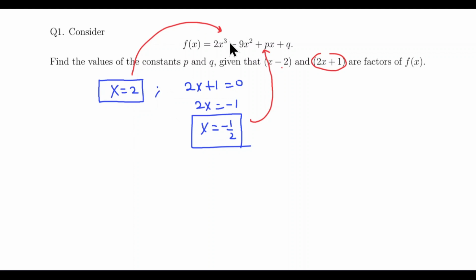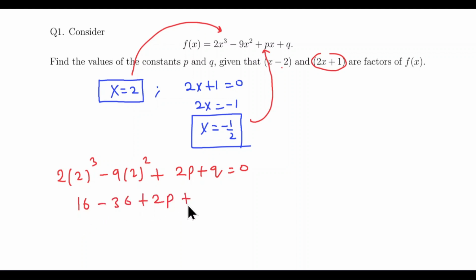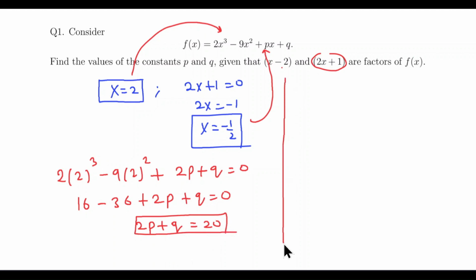So if I'm going to plug in 2 over here, that's going to look like 2 times 2 cubed minus 9 times 2 squared plus 2p plus q should be equal to 0. 2 cubed is 8, 8 times 2 is 16, 2 times 2 is 4, 9 times 4 is 36, plus 2p plus q is equal to 0. 16 minus 36 is, I think, negative 20. And negative 20, when 20 is added on both the sides, this is going to look like this. That's my first equation. I hope this makes sense. We're going to keep it aside.